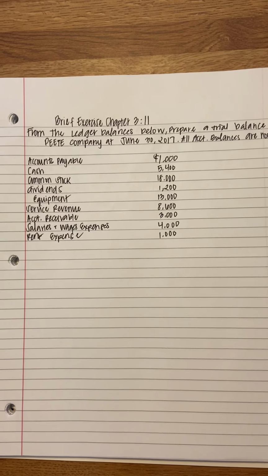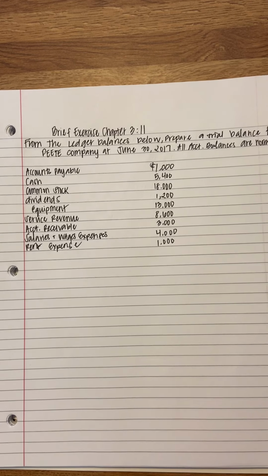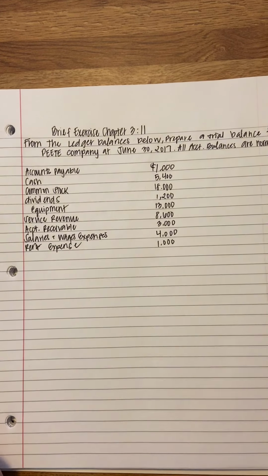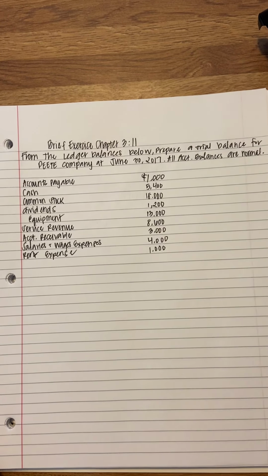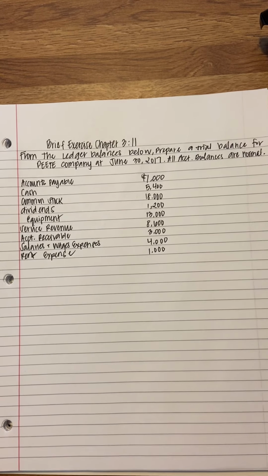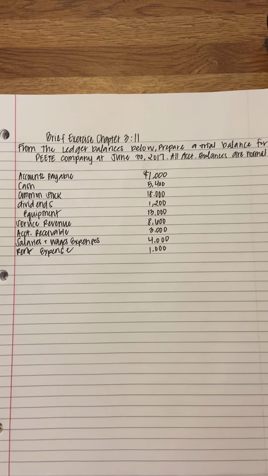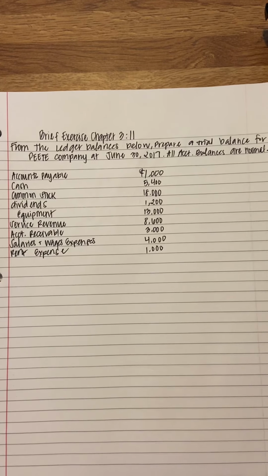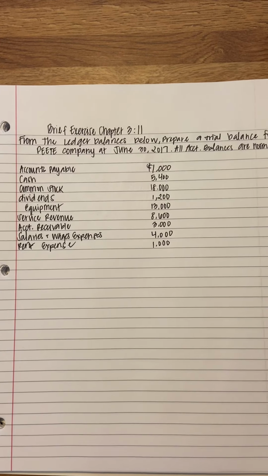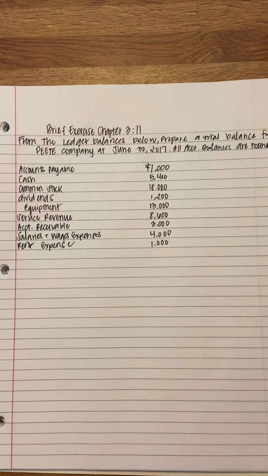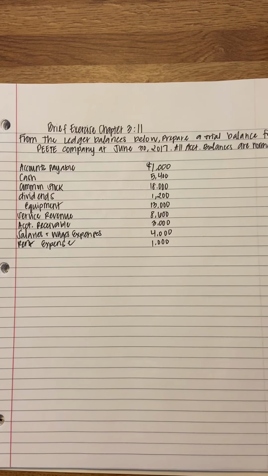We're gonna go ahead and do the brief exercise in chapter 3, number 11. The question is, from the ledger balances below, prepare a trial balance for Peat Company at June 30th, 2017. All account balances are normal. A trial balance proves the mathematical equality of the debits and credits. It uncovers errors in journalizing and posting, and it's also useful in preparing financial statements.